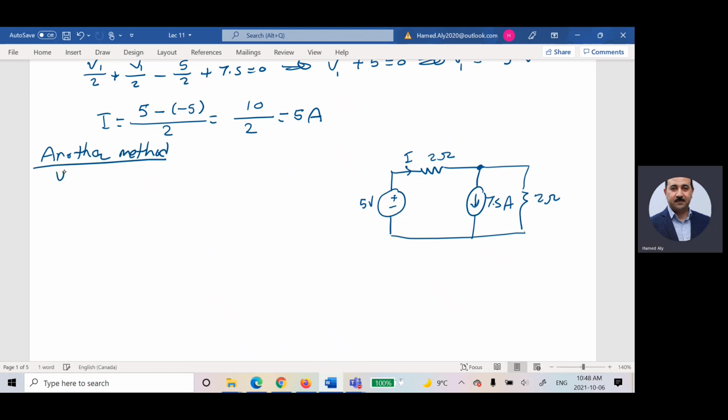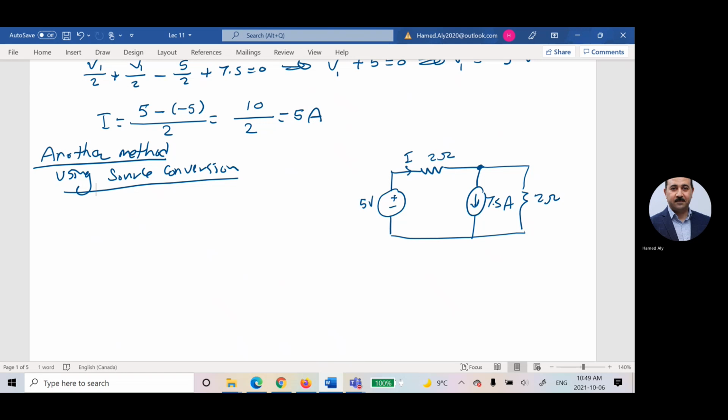If I would like to use source conversion, my question right now to myself is, which source should I convert? Should I convert the voltage source to a current source, or the current source to a voltage source, and why? Why current source to voltage source? Yeah, but not only that, because I asked you to calculate the current here.